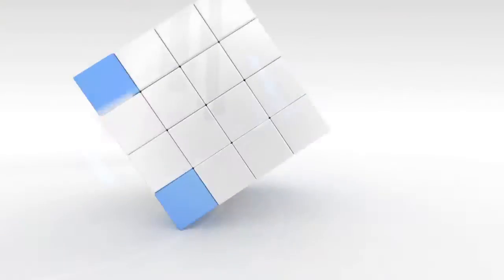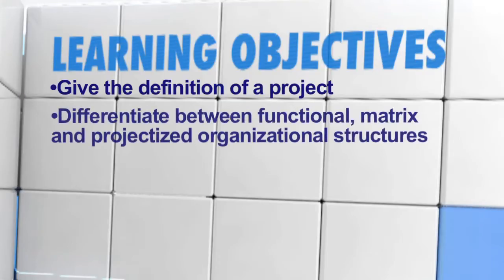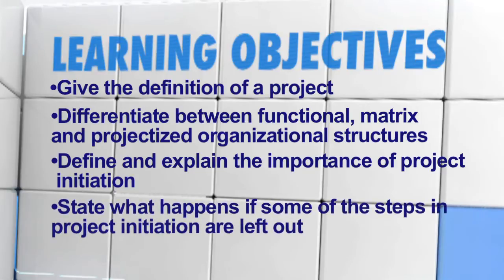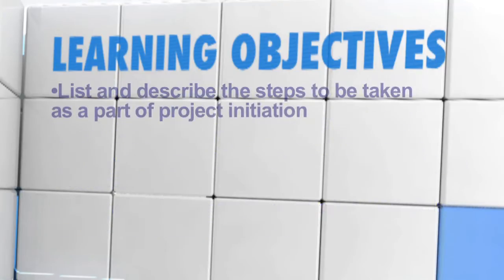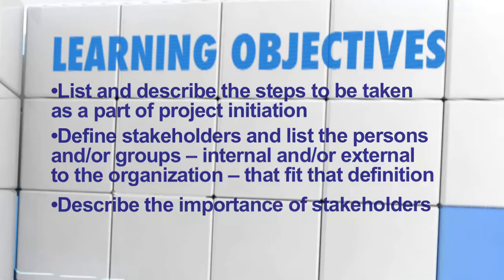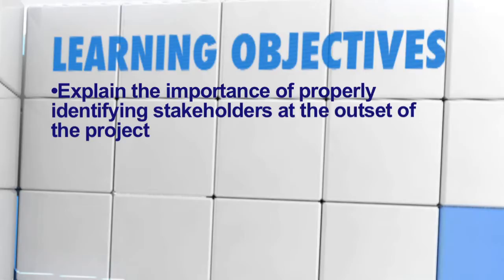At the end of this module, you should be able to give the definition of a project, differentiate between functional, matrix, and projectized organizational structures, define and explain the importance of project initiation, state what happens if some of the steps in project initiation are left out, list and describe the steps to be taken as a part of project initiation, define stakeholders and list the persons and/or groups, internal and/or external to the organization, that fit that definition, describe the importance of stakeholders and explain the importance of properly identifying stakeholders at the outset of the project.